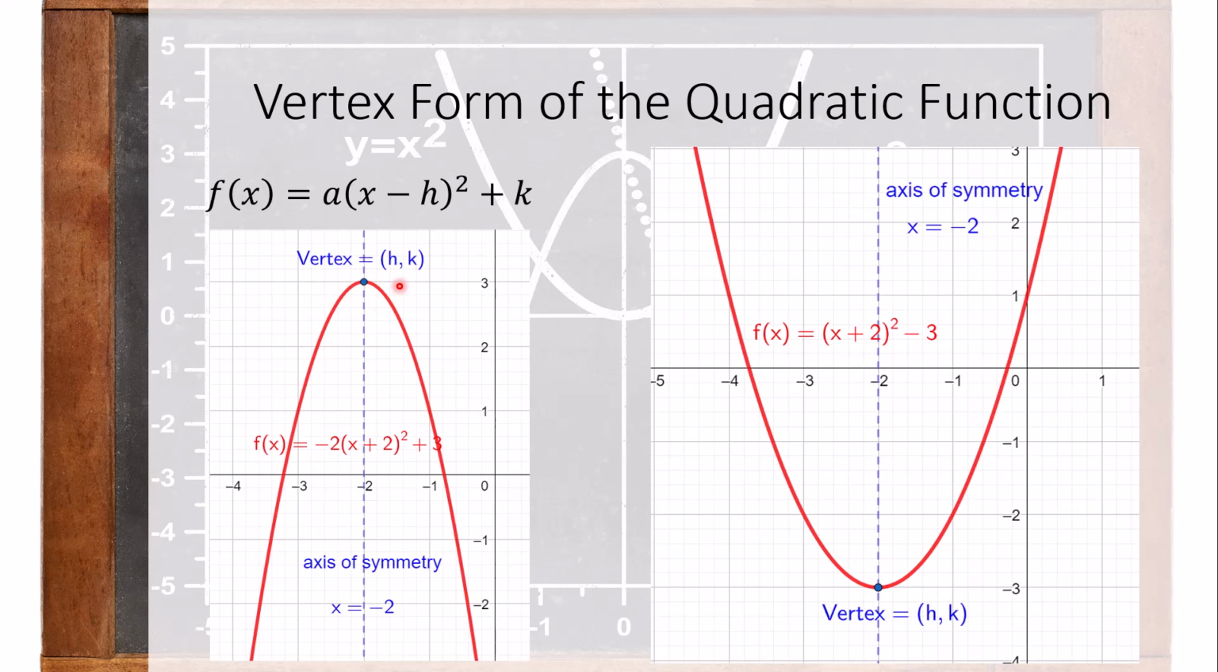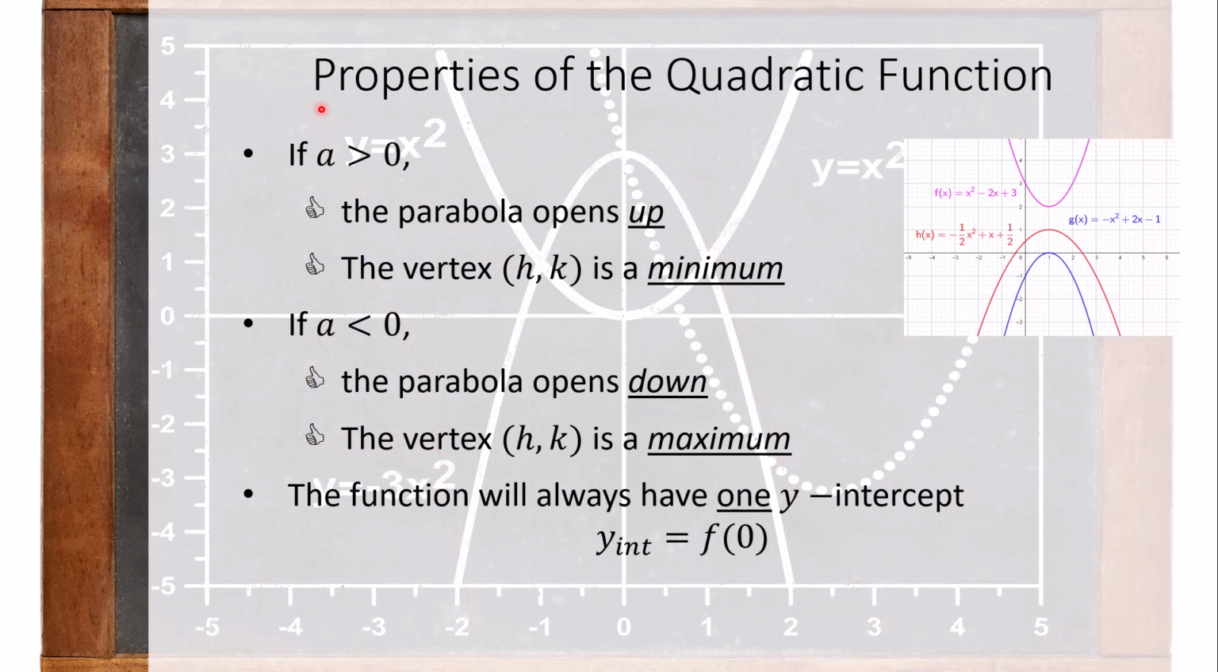You want to be comfortable with that idea. Once again, since h is negative 2 and k is negative 3, the vertex is at the point negative 2, 3. And since h is negative 2, the axis of symmetry is the vertical line x equals negative 2, because that vertical line divides the parabola in half.